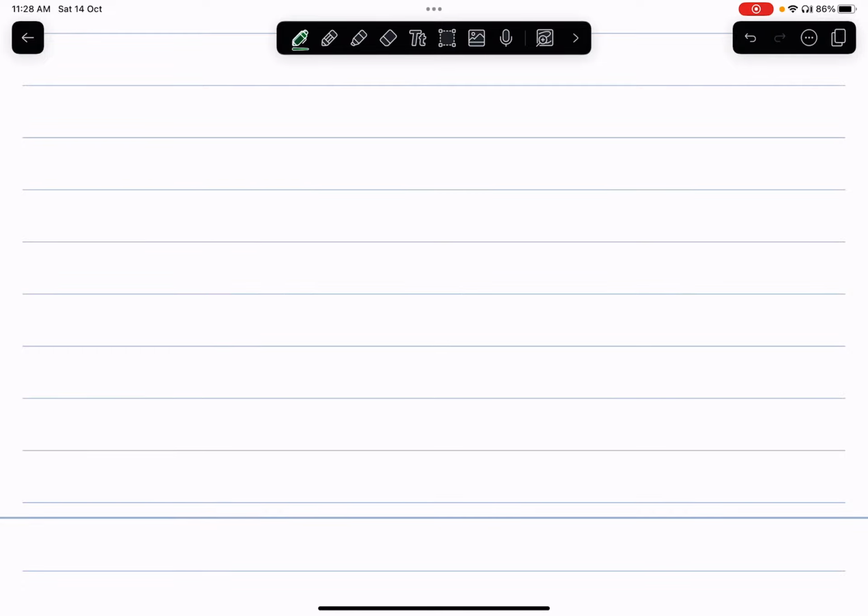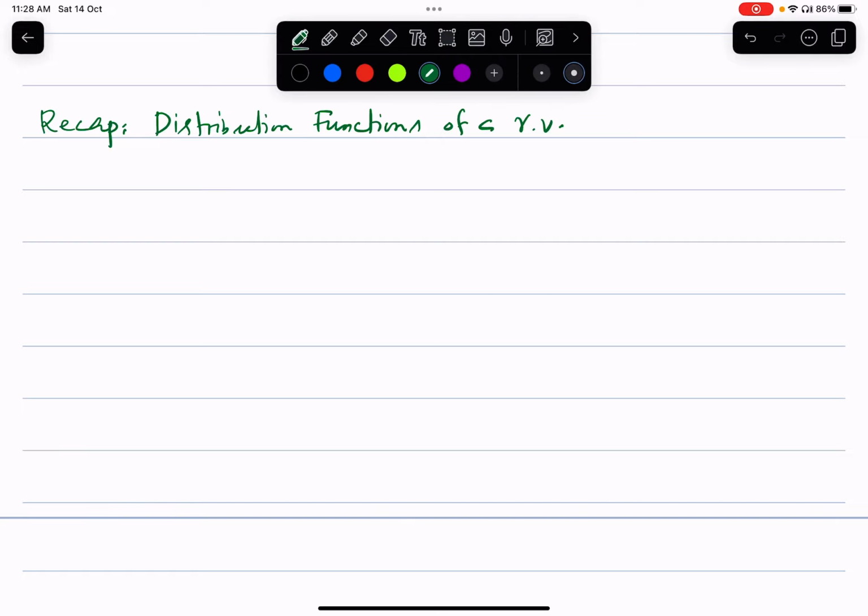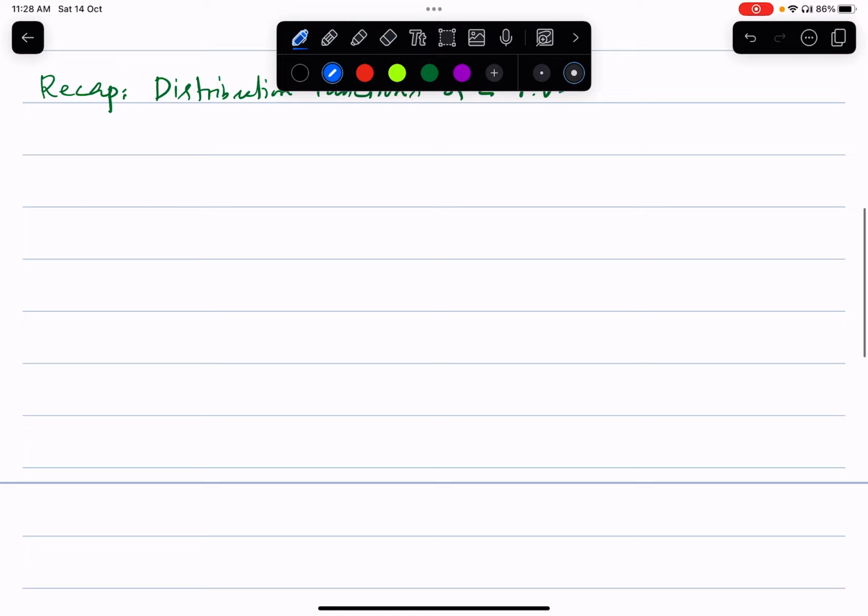So let's do a quick recap of what distribution functions of a random variable are. Okay. Distribution function of a random variable. So the idea here is we have a random variable. X is a random variable.